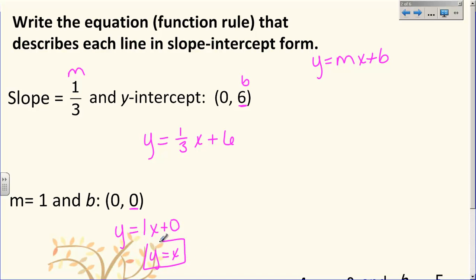So this is the equation of a line that has a slope of 1 and a y-intercept of (0, 0). This is the equation of a line. By the way, this is also the equation of the linear parent function. Every straight line comes from this parent function, y equals x.